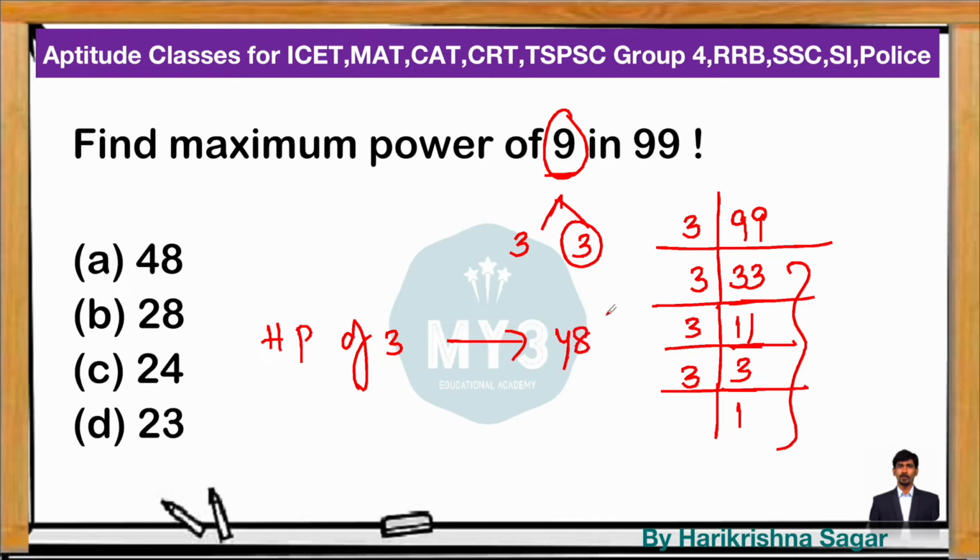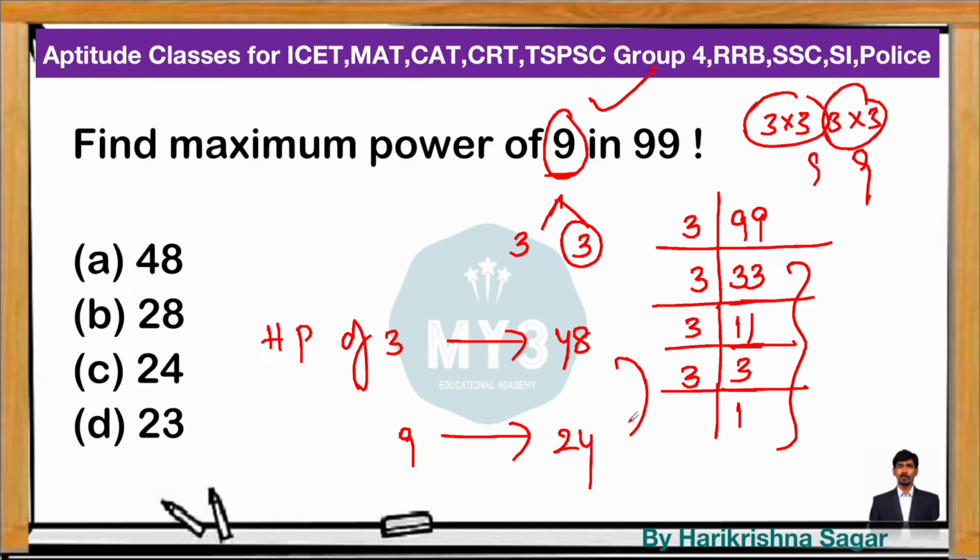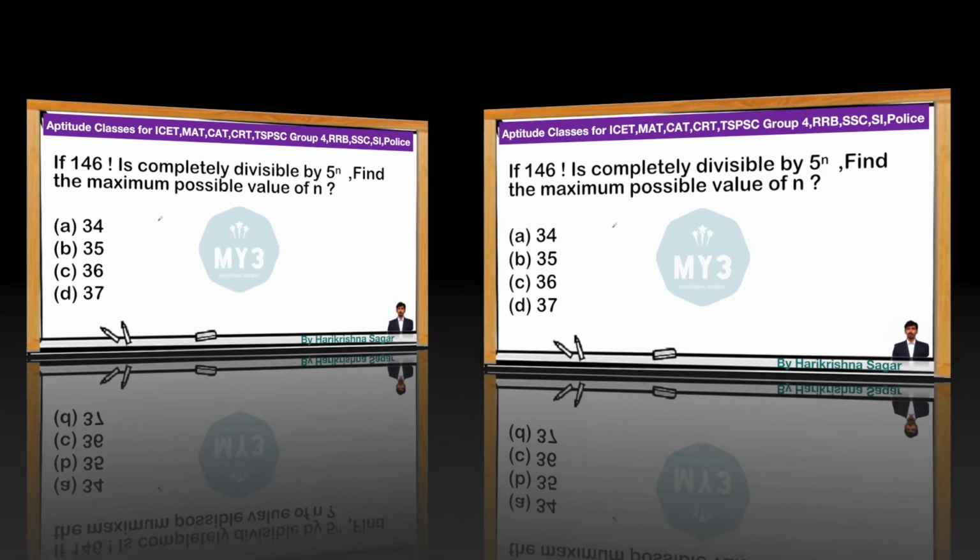That means there are 48 3's, but they are asking for the number of 9's. 48 3's means 24 9's will be there, because I know that two 3's together make one 9. So the number of 9's is exactly half of this number. Mark the answer 24. Hope you are able to understand.